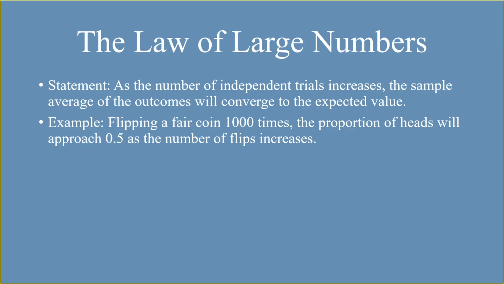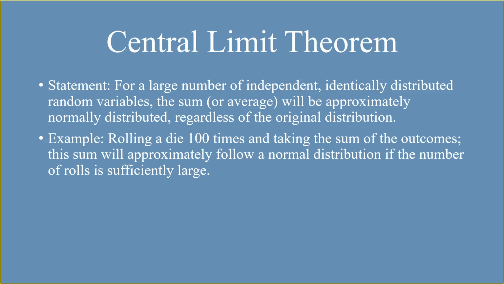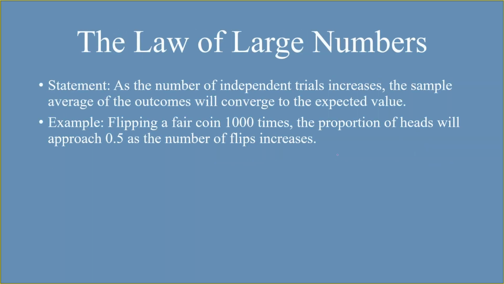Now let's learn about the law of large numbers. What is the statement of the law of large numbers? As the number of independent trials increases, the sample average of the outcomes will converge to the expected value. For example, if you flip a fair coin 1000 times, the proportion of heads will approach 0.5 as the number of flips increases. And that was the law of large numbers.